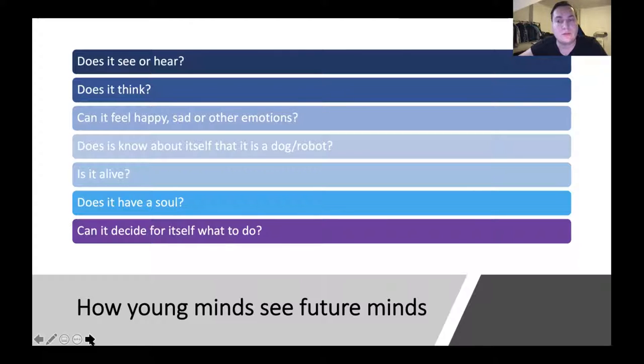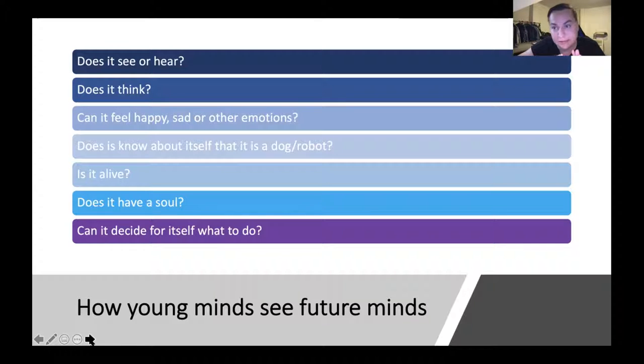Fourth question was about conception of self. Does it know about himself, itself, that it's a dog or robot or human? Fifth question was, is it alive? Six, does it have a soul? And last one, can it decide for itself what to do?